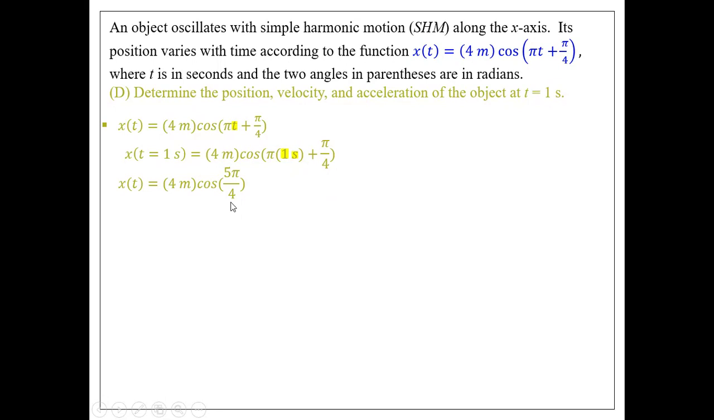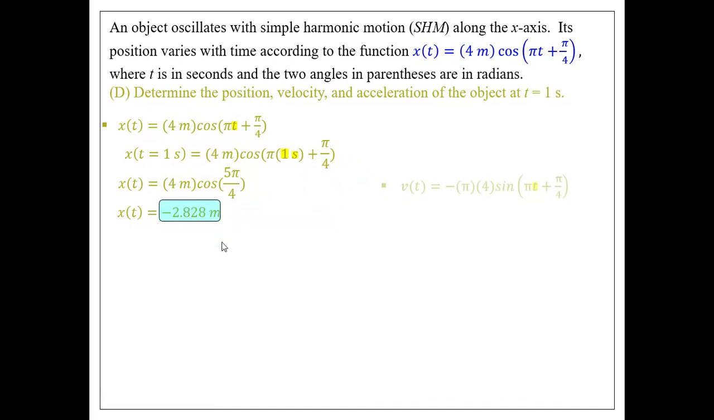Other than that, if you plug this in your calculator, make sure that it's in radian mode, because once again, 5 pi over 4 is in radians. So if you're in degree mode, you will screw yourself over. So I made a note for you here. Hopefully if you're watching these videos, make sure to switch your mode between degrees and radians based on what you're doing. Here it needs to be in radian mode. So make sure you do so. If you plug that in correctly in your calculator, you'll get a value of negative 2.828 meters, and that is your answer for part D for the position.